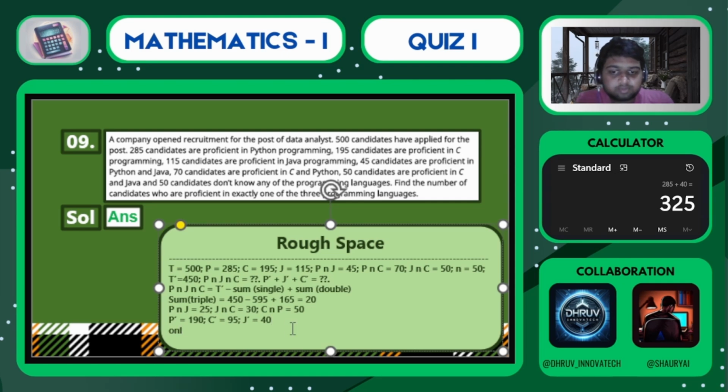Therefore, only single term is equal to 325. So our final answer would be 325.